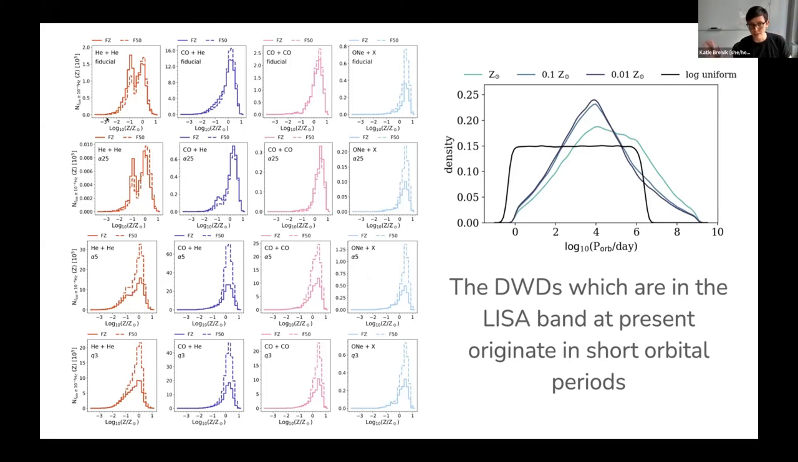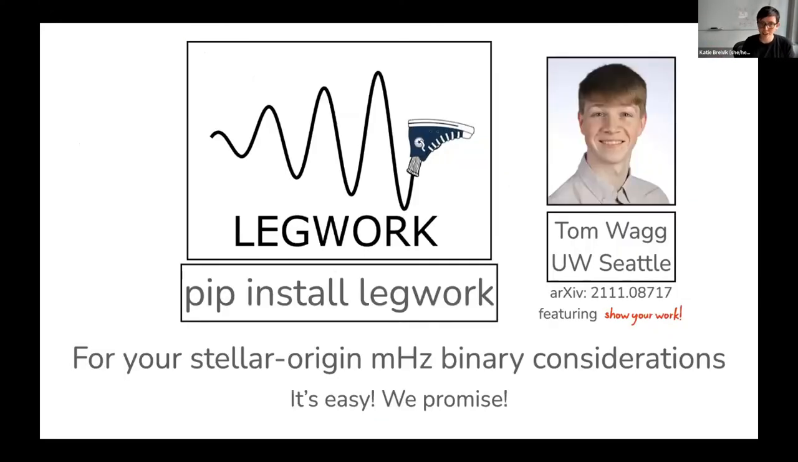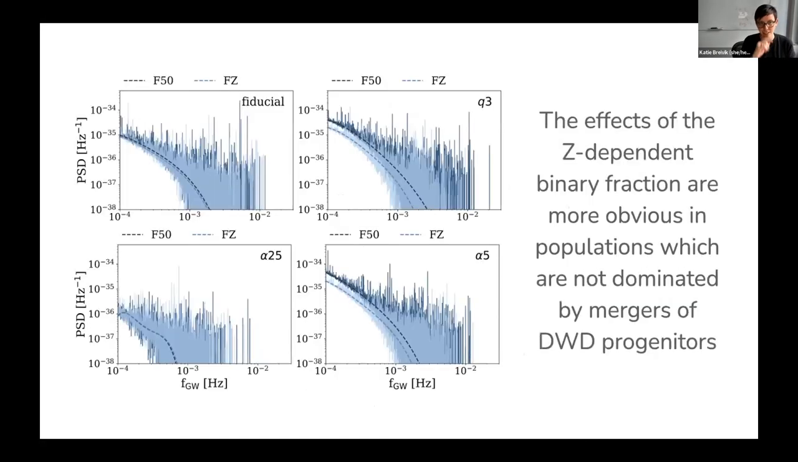Once we have our cataloged sources, we can, of course, and I'm going to advertise, calculate their LISA sensitivity. Tom and I have been all over the place advertising LEGWORK because we really, really want to help people do these calculations simply and easily. We've banged our head on it enough times that we want nobody to ever bang their head on it again. So we can use LEGWORK to count up the power spectral density in LISA for all of our different models.